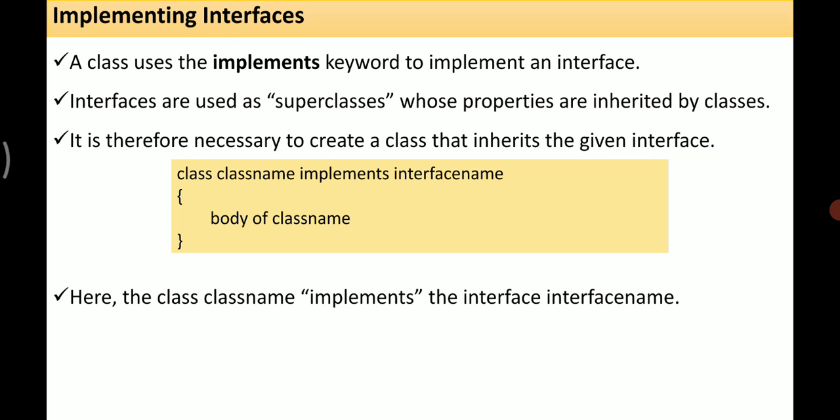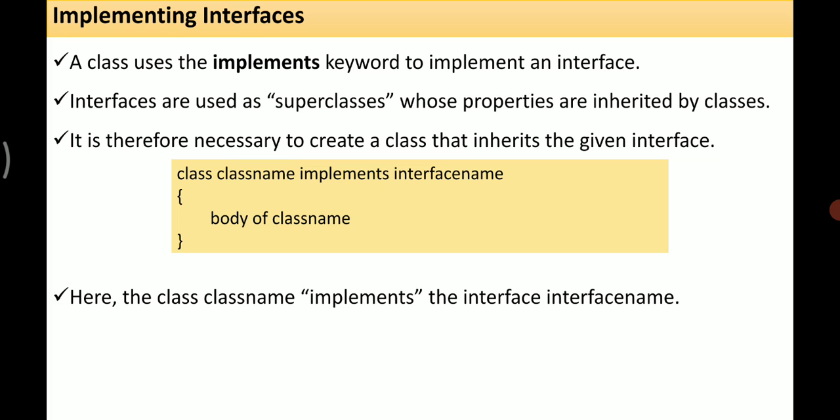Next we'll see how implementing of interfaces is done. A class uses the implements keyword to implement an interface. We all know that interfaces are used as superclasses. Interfaces are the superclasses whose properties are inherited by your class. So it is necessary that we create a class which inherits the given interface.